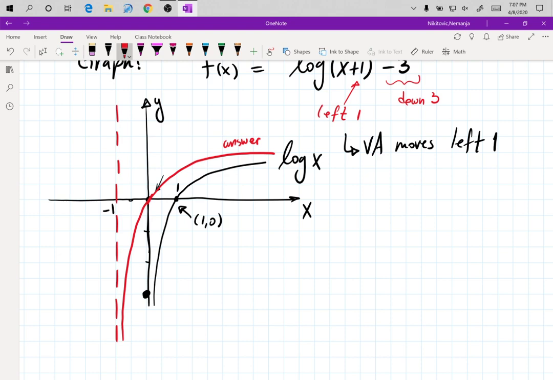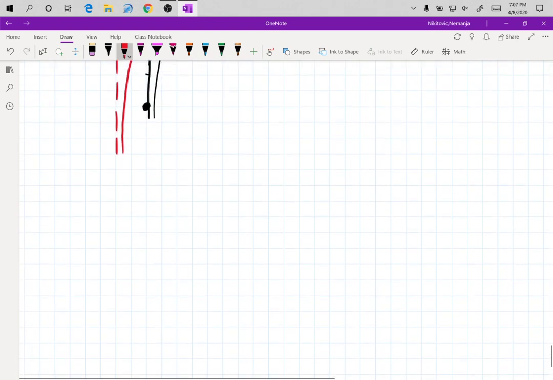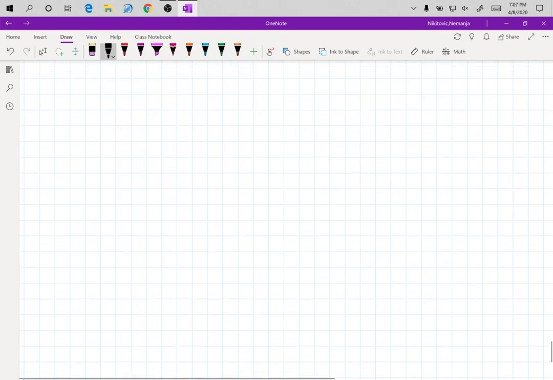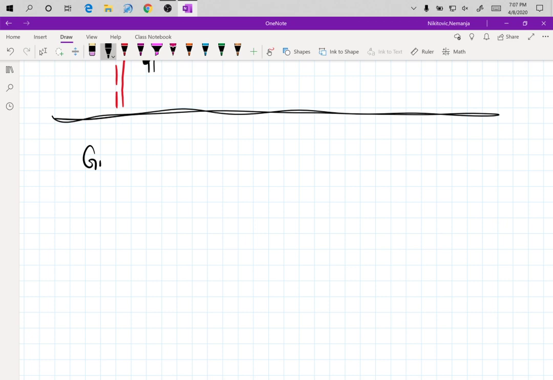So the same idea of shifting left, shifting right, up and down, reflections, all of that is preserved. Let's take a look at something with reflections. So, graph f of x equals 3 ln of 2 minus x.